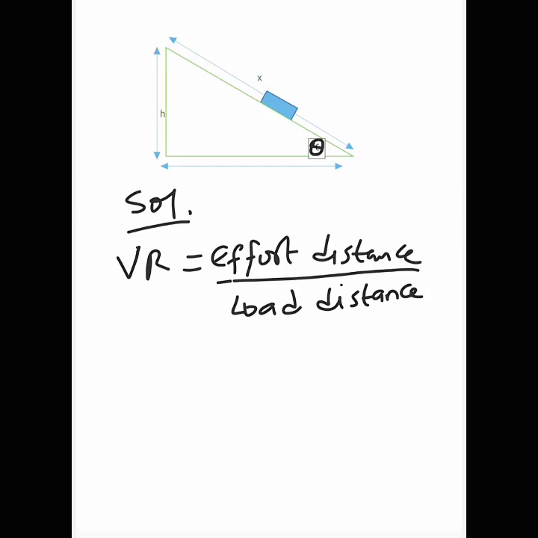This is an inclined plane. This machine is an inclined plane. How do we determine the velocity ratio in an inclined plane? A lot of students find this difficult.